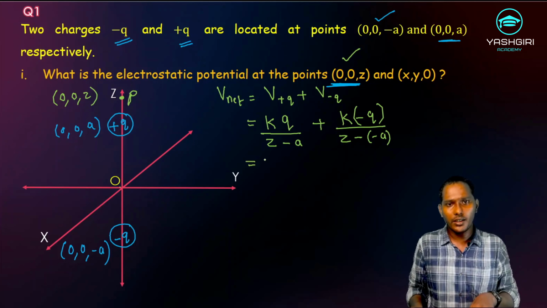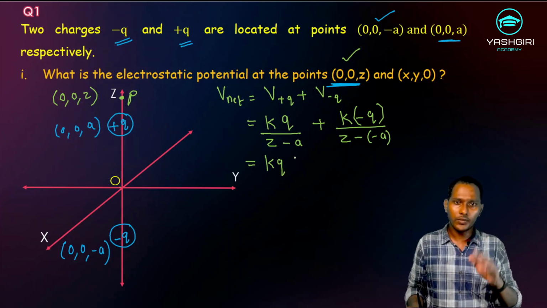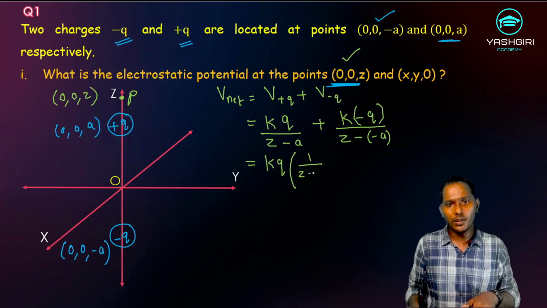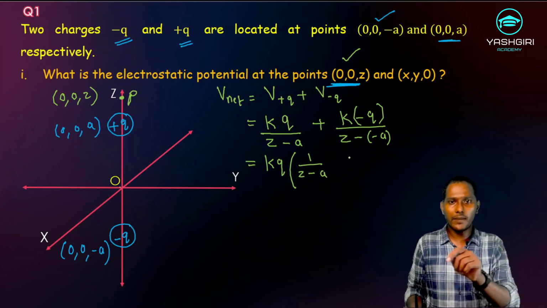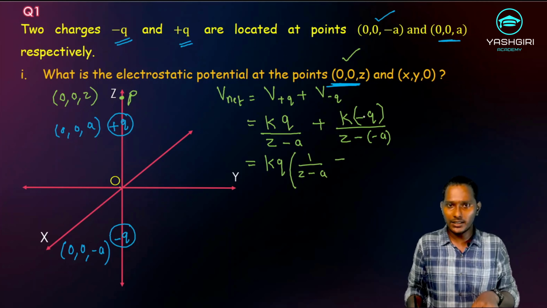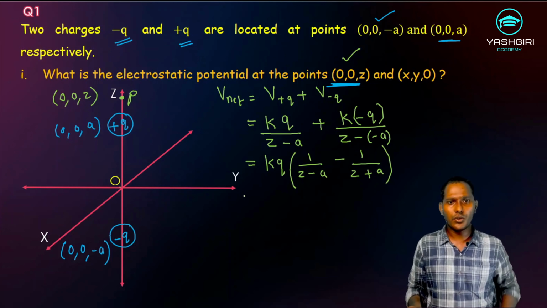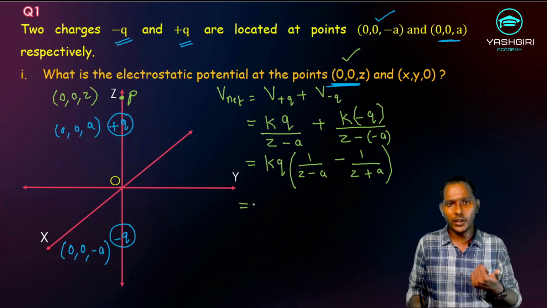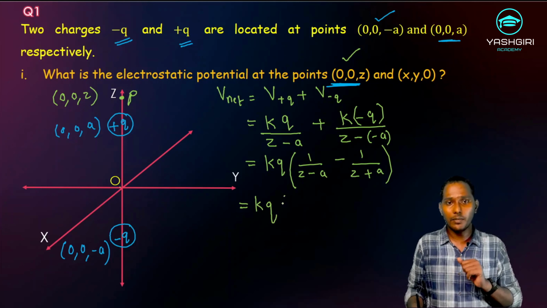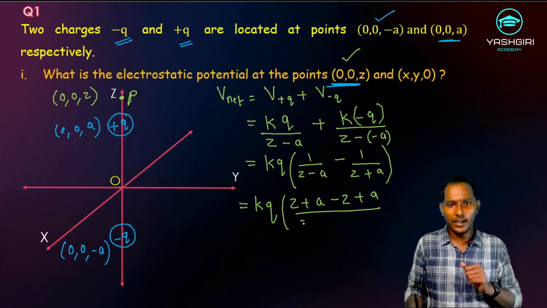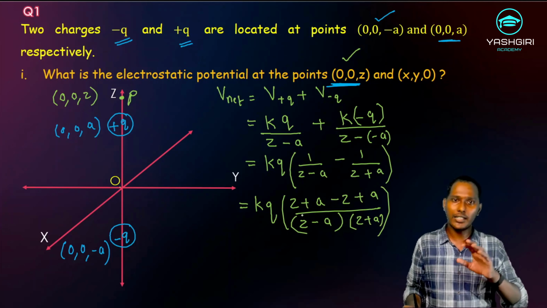Now, students, from here on, things are simpler. I can take the kQ out. Inside the bracket I will have 1 upon Z minus A, and minus into minus becomes plus, so minus of the negative charge over 1 upon Z plus A. Now I just have to cross multiply whatever is inside the bracket. kQ times Z plus A, and when multiplied it becomes minus Z plus A, divided by Z minus A and Z plus A in the denominator.